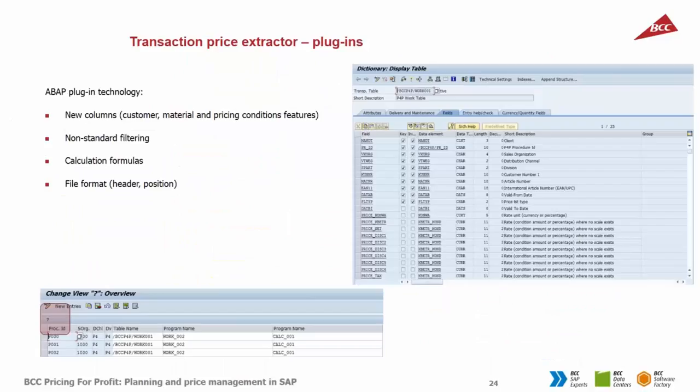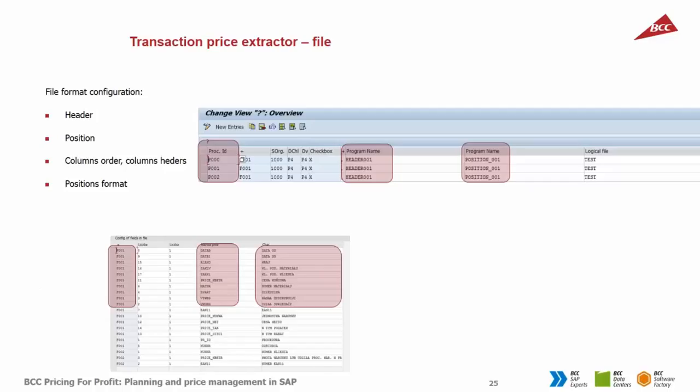Moreover, the solution is built in ABAP plugin technology, allowing us to achieve additional functionality. Among others, the possibility to expand the report with additional columns, custom filtering, calculation formulas, and definable file format. We can also configure file format as seen on this slide. So we can choose how header position, column order, column headers, and positions format should be.